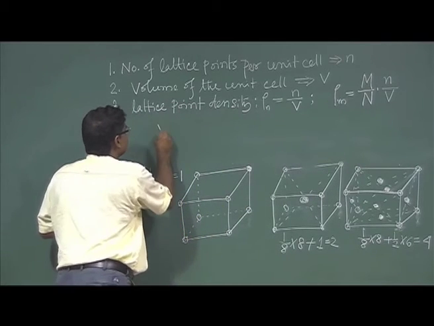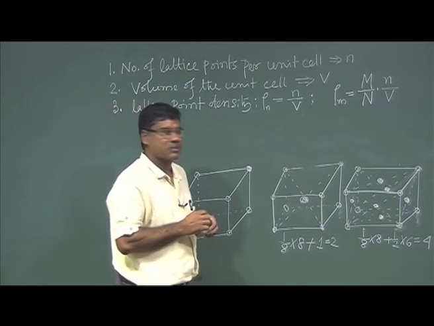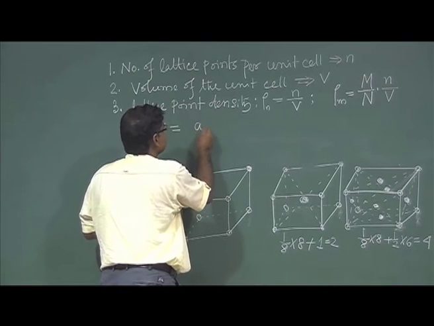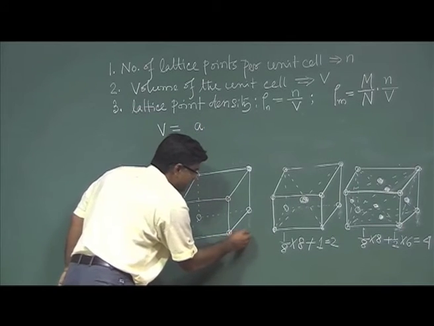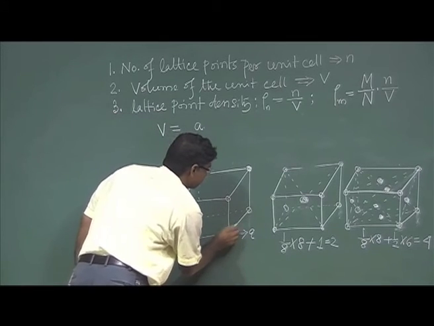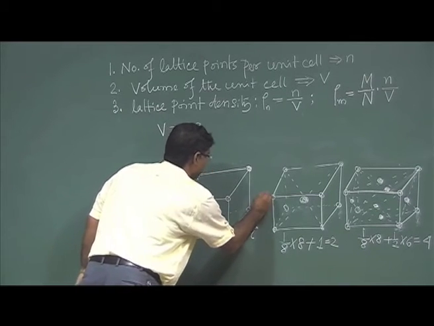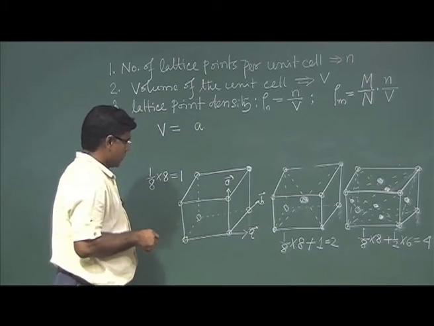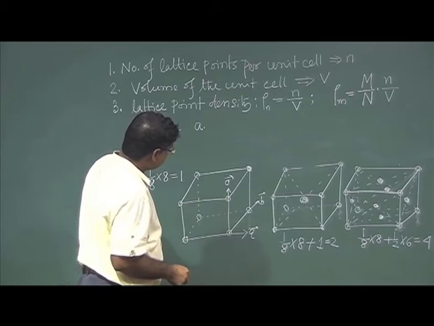We can calculate the volume by taking the dot and cross product of the crystal axes. So, if the crystal axes are A, B, and C. Okay. So, what will be the volume? Volume we can write in this case.